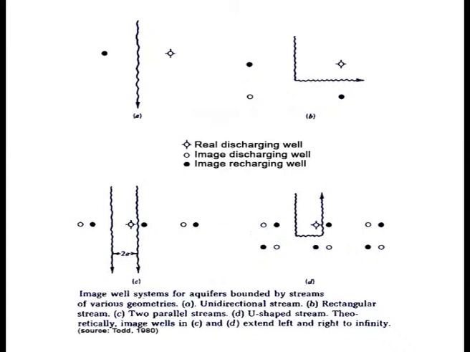There are different types of geometries of rivers. You can see that in the figure. There is a unidirectional stream, a rectangular stream, two parallel streams, and a U-shaped stream. For the unidirectional stream, you see on the right side there is a real discharge well, and on the opposite side there is an image recharge well. Similarly, in the rectangular case, wells are placed there. This diagram will tell you how the equivalent hydraulic system is produced by putting the imaginary well.